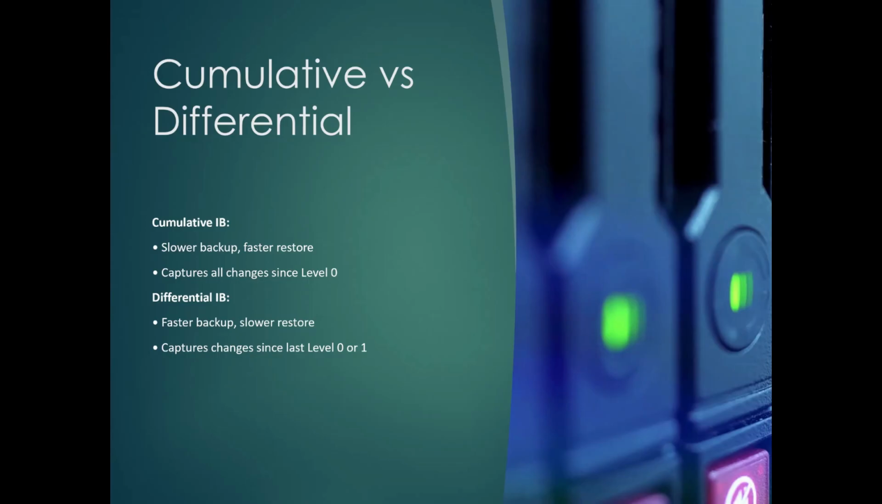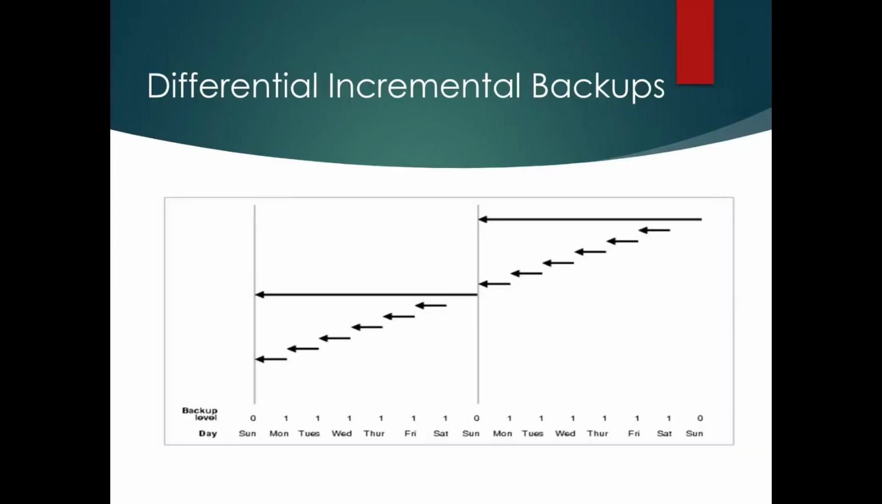Okay, so it captures all the changes since the L0 backup if you are going with cumulative backups. The differential backup is faster to back up but slower to restore. It captures changes since the last L0 or L1 backup. So, for backup strategies, it depends on your environment.